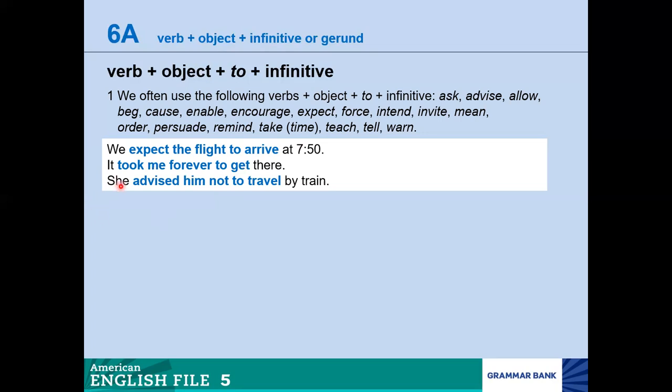The third one that we have here: she advised him not to travel by train. Advised, okay, the verb in past. Any of the conjugations of all the 13 verb tenses that we have, present simple included, we can use there. And then we have the object, which is him. And we're going to use it in a negative manner, so we use not before the infinitive. Not to travel by train. Okay.